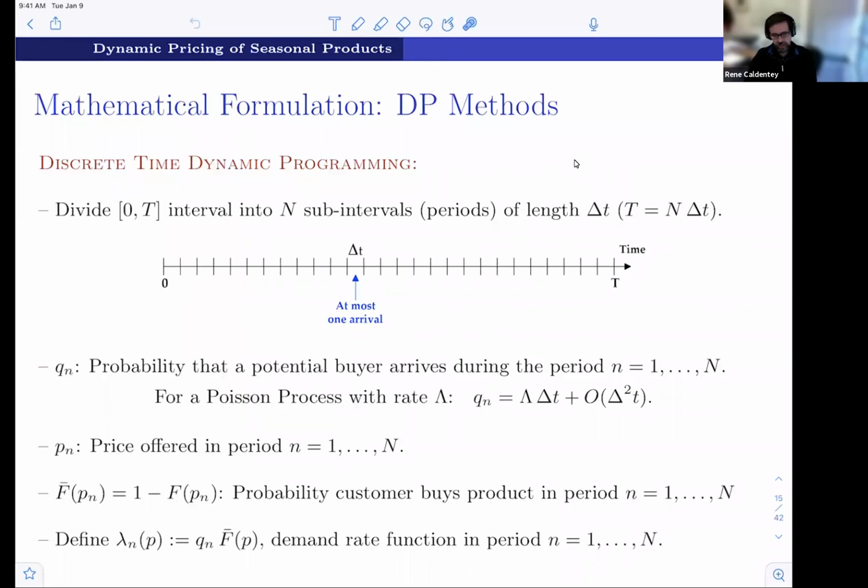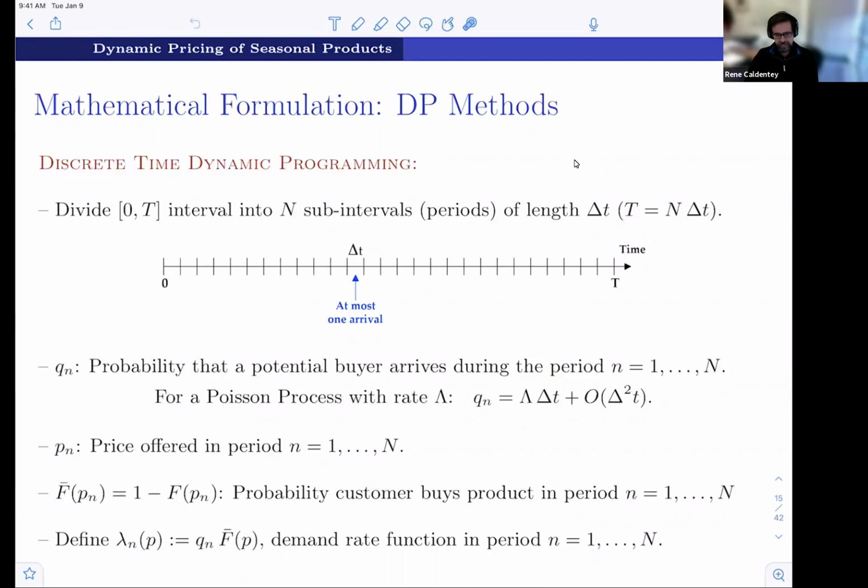And so, for instance, the underlying arrival process that we are going to be using is a Poisson process with rate lambda, right? So the likelihood that we have an arrival epoch is proportional to the length, lambda times dt, plus a bunch of terms that are order delta t squared. So essentially, if delta t is relatively small, these terms will be negligible. So you can think that the probability of a customer arriving in this interval n is lambda delta t. All right, so that's one piece.